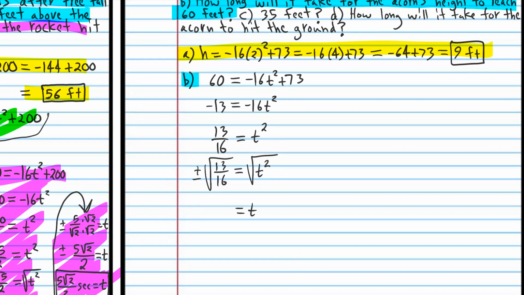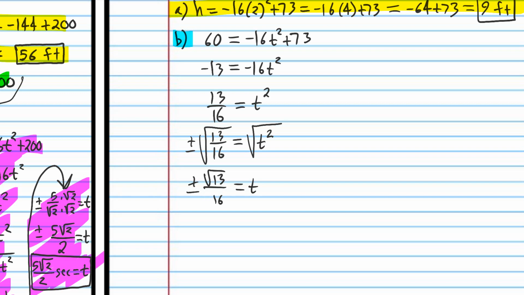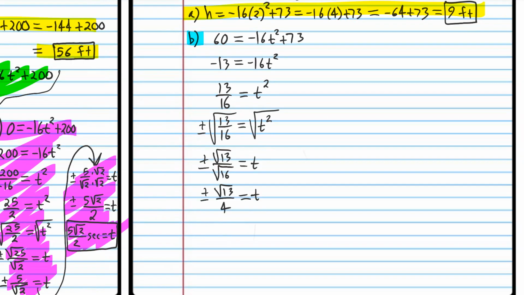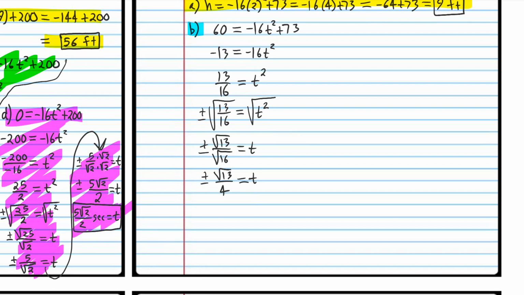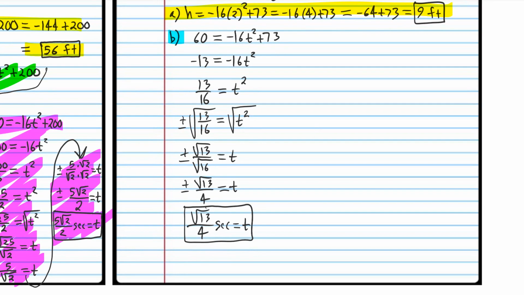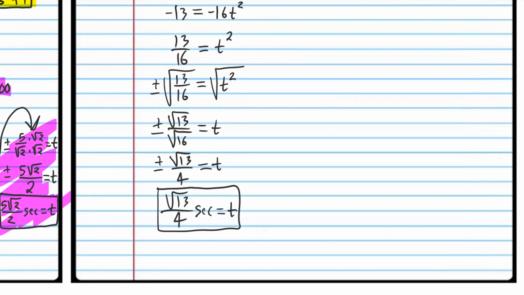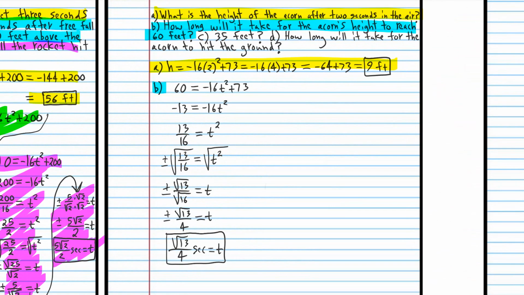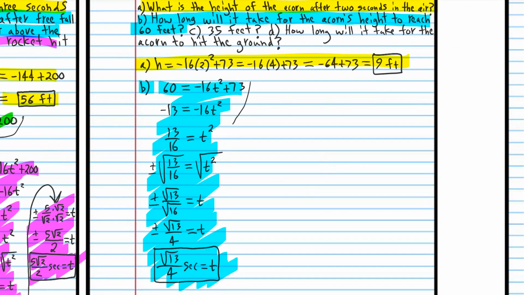t is equal to, and we're going to change to square root 13 over square root 16. And of course, square root 16 is a perfect square, so square root 16 would just be 4. And of course, we get rid of that negative. There's no such thing as a negative time. So we have square root 13 over 4 seconds equals t. And again, you would normally change this to a decimal, but I just want you to leave it as a root so you can practice your roots. So if you got that answer, good job. On to part C.